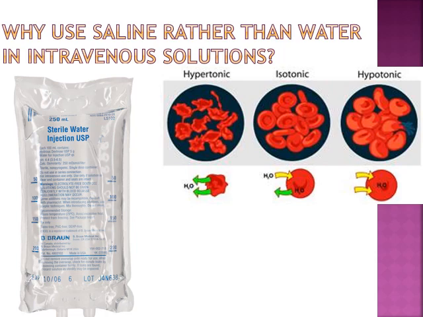What would happen if you put a red blood cell into a hypertonic solution? All the water goes out. You need to make an isotonic solution, which is why when you're dehydrated, they give you saline. Because saline has the same level of solute as your blood cells, as your plasma.